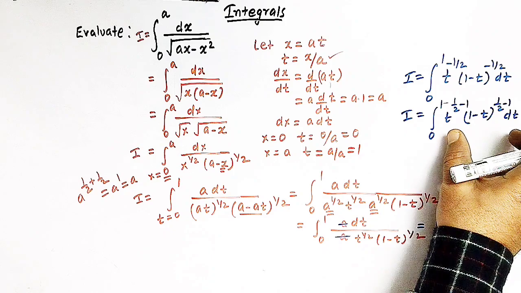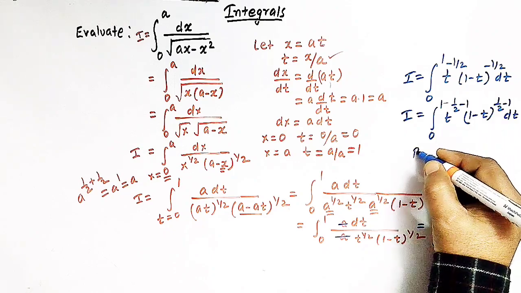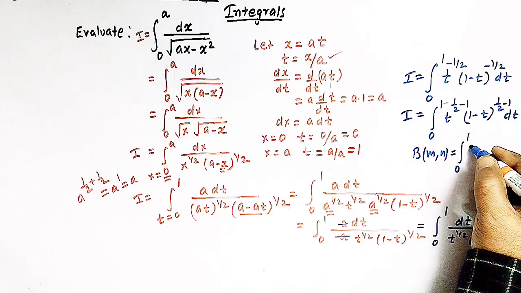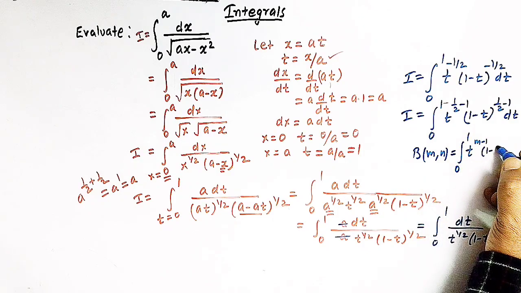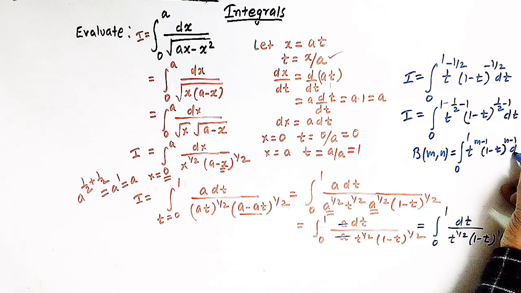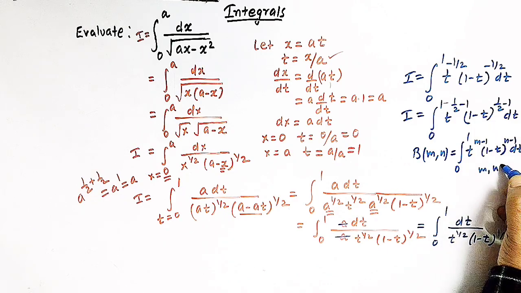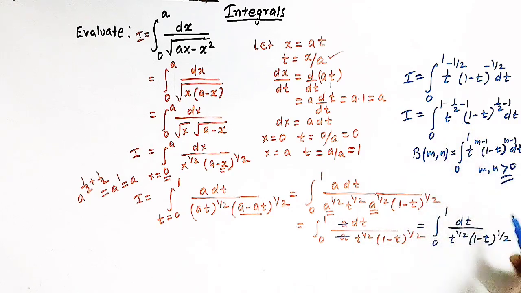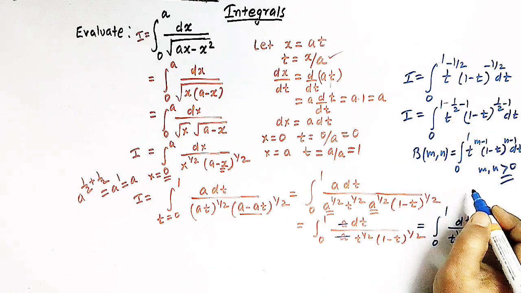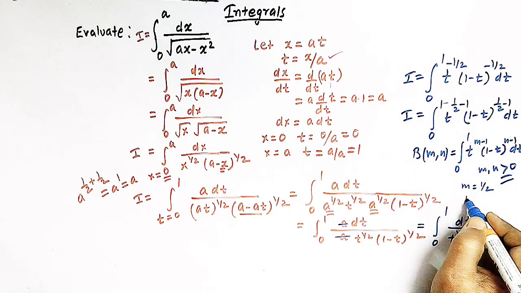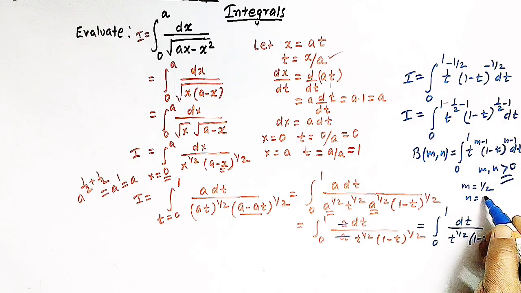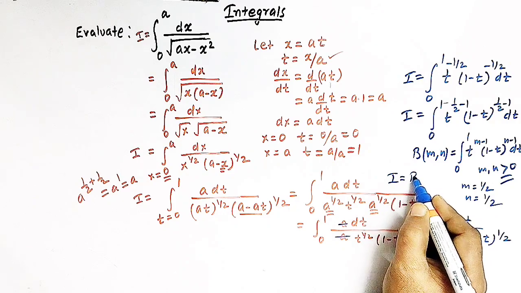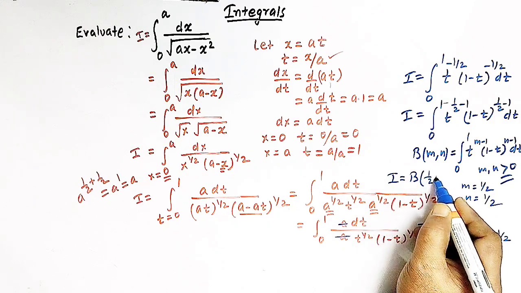So now we can see that this integral is similar to our beta function, that is beta(m, n) is given by integral 0 to 1 of t raised to (m minus 1) and (1 minus t) raised to (n minus 1) dt, where m and n are greater than 0. And this integral is similar to this one. So if we compare both these integrals, then the value of m is half and the value of n is also equal to half. So this integral I is now equal to the beta function, that is beta(half, half).